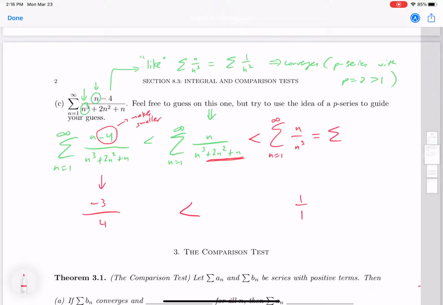Well, what do I notice about this? This is the same thing as what I had up here. Here I said it was like that. Here I made that more explicit and said my original series is actually going to be less than that, 1 over n squared. And this converges. So if I'm less than something that converges, then my original thing converges as well.